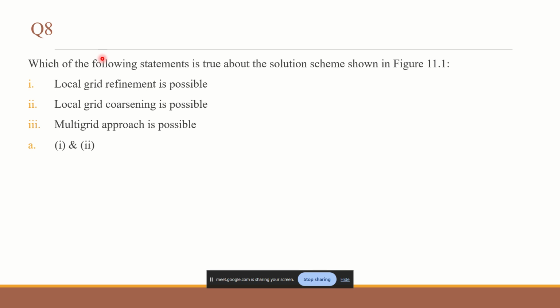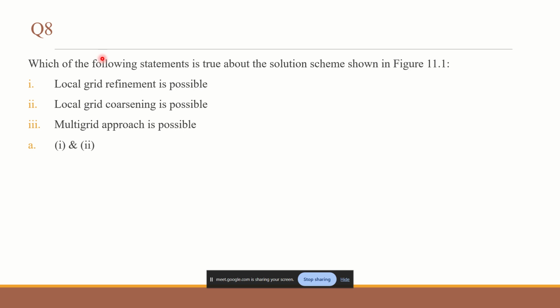The one which we have seen in figure 11.1 is an unstructured mesh. So what do we know about unstructured mesh? We can do local grid coarsening or local grid refinement as well. We have seen that doing mesh variation in one side will not affect the mesh density in the other region. That is the advantage of unstructured mesh.